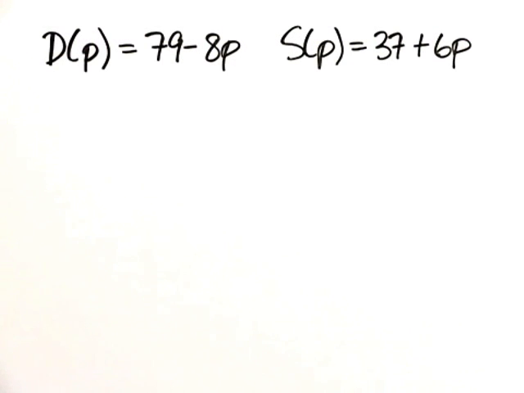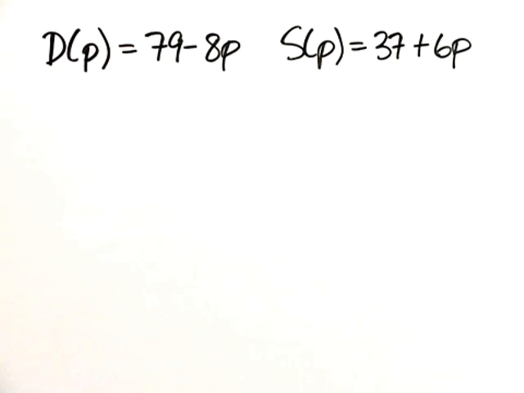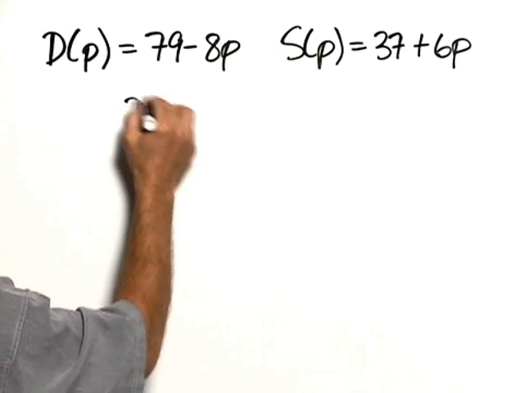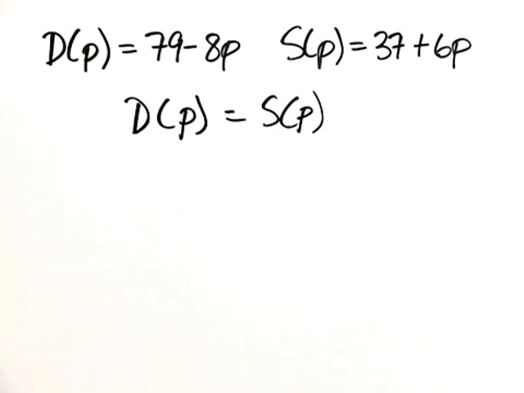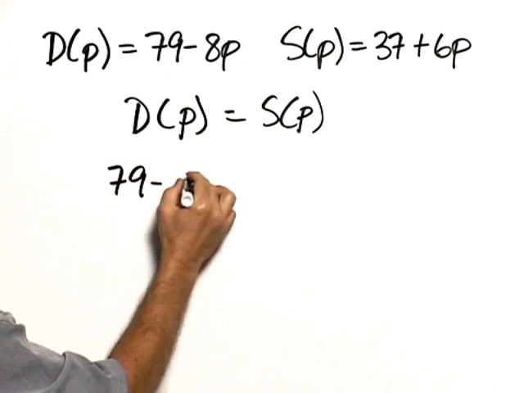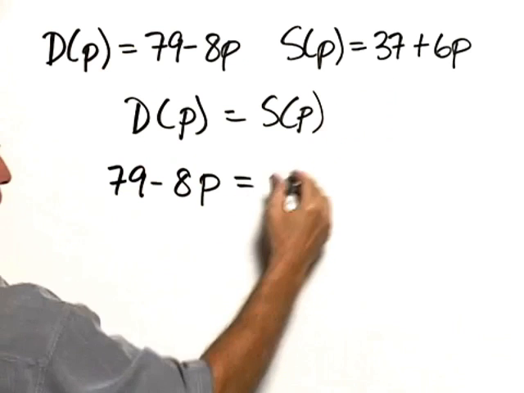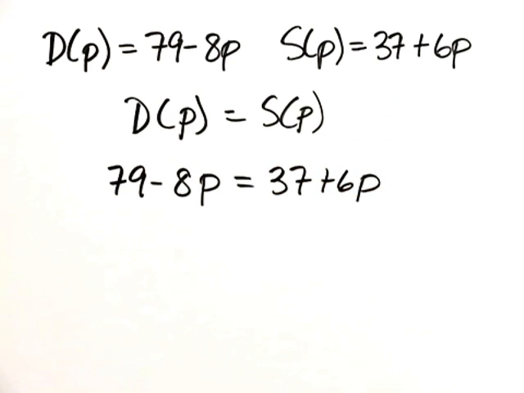So we have our two functions for demand and supply. The equilibrium point is the point at which d of p is equal to s of p. So we simply substitute the formulas 79 minus 8p for d of p and 37 plus 6p for s of p. And we now solve this equation for p.